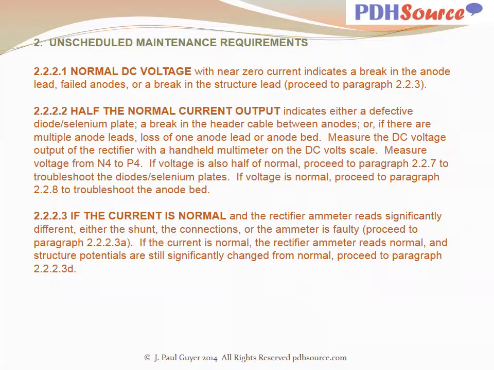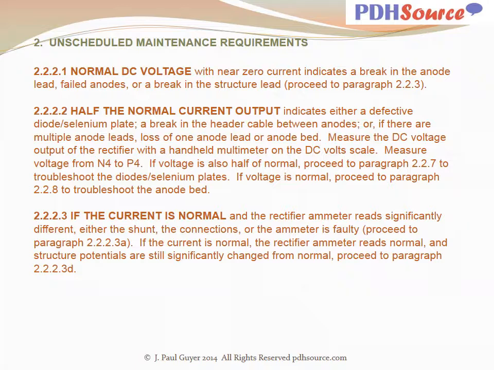Normal DC voltage with near zero current indicates a break in the anode lead, failed anodes, or a break in the structure lead. Proceed to paragraph 2.2.3. Half the normal current output indicates either a defective diode selenium plate, a break in the header cable between anodes, or if there are multiple anode leads, loss of one anode lead or anode bed.